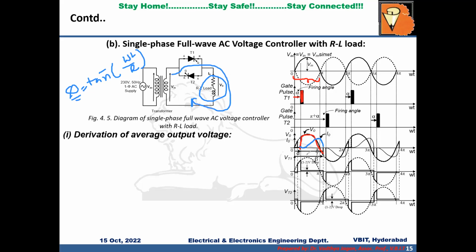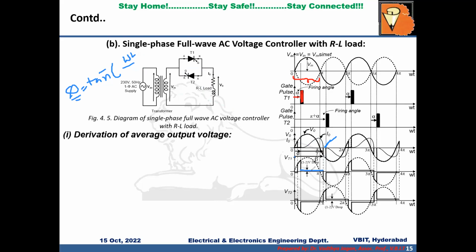So T1 will be in conduction state till this particular point, and this point is called beta. Beta is the extinction angle, and at omega t equal to beta, the current flowing to the load extinguishes to 0, or the current is discharging to a 0 value. So beta is defined as the angle measured from the reference point, where omega t equals 0, to the point at which the current extinguishes to 0. That is beta, right? And from alpha to beta, T1 will be in conduction state.